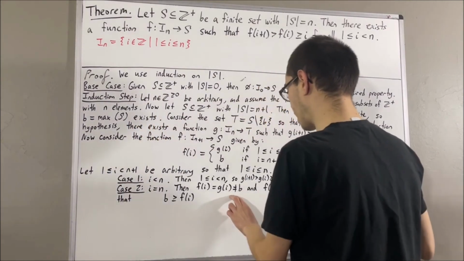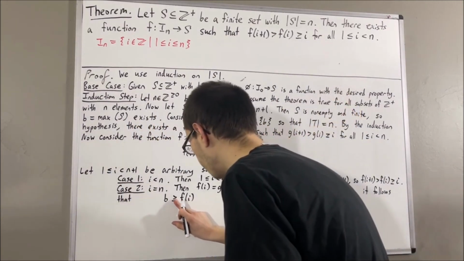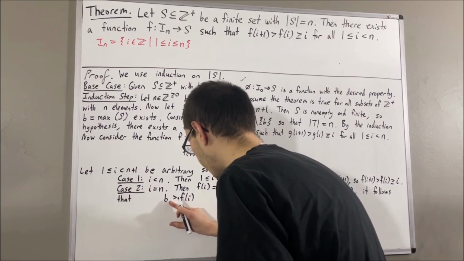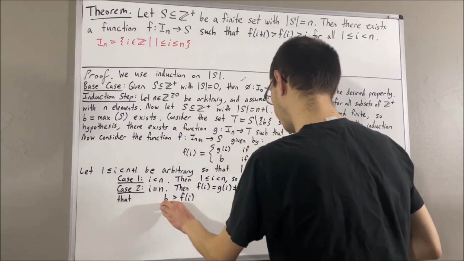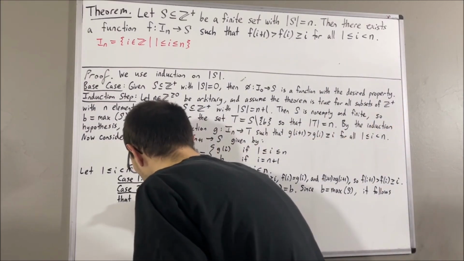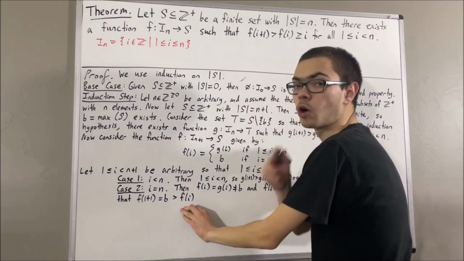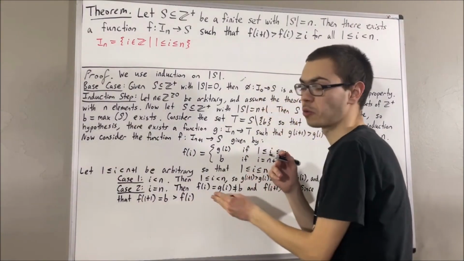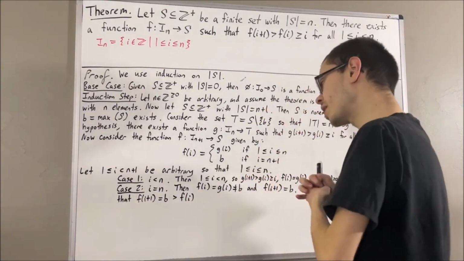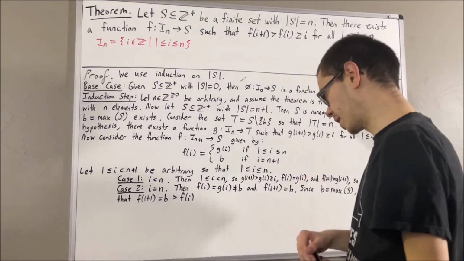But since b is not equal to f of i, this tells us b must be strictly greater than f of i. And let's remind ourselves, b is equal to f of i plus 1. So this shows f of i plus 1 is strictly greater than f of i. Now, all that's left to show is that f of i is greater than or equal to i. And to show that, we're going to consider two more cases.